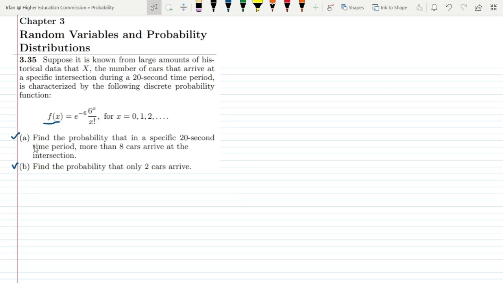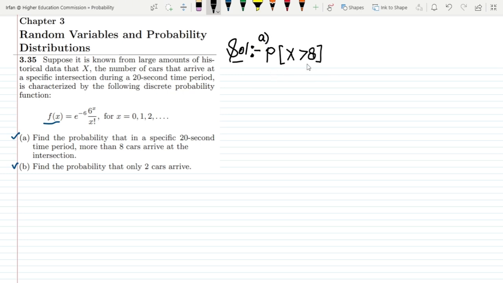Okay, so in part A of it, find the probability that in a specific 20-second time period more than 8 cars arrive at the intersection. Okay, so this is a very interesting part of this question, in which we have to see what is the probability that more than 8 cars arrive at the intersection. So what is meant by more than 8 cars? It can be 9, 10, 11, 12, 100 and so on as well. So what do I have to find out? I want to find out the probability that the number of cars is greater than 8. Okay, so this is part A.